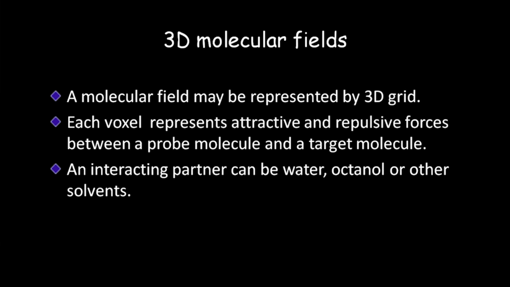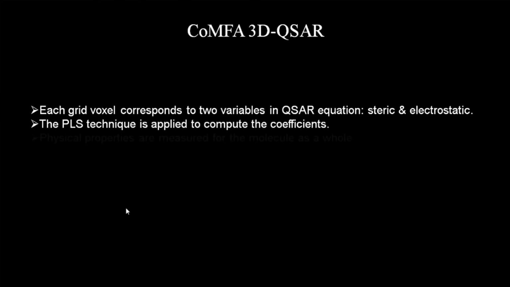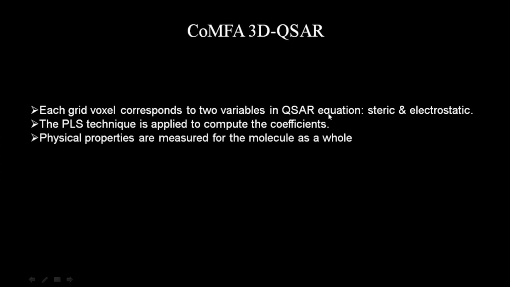The probe can be water, octanol, or even carbon, simple oxygen, or hydrogen, H. Each grid voxel corresponds to two variables in QSAR, steric and electrostatic. Then the partial least squares technique is applied to compute the coefficients. Once you place a probe and measure the steric and electrostatic interaction between the molecule and that probe, you then try to correlate it with the activity.